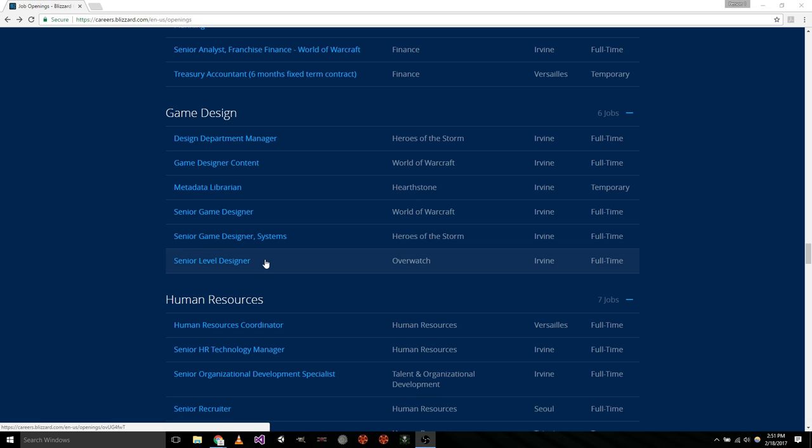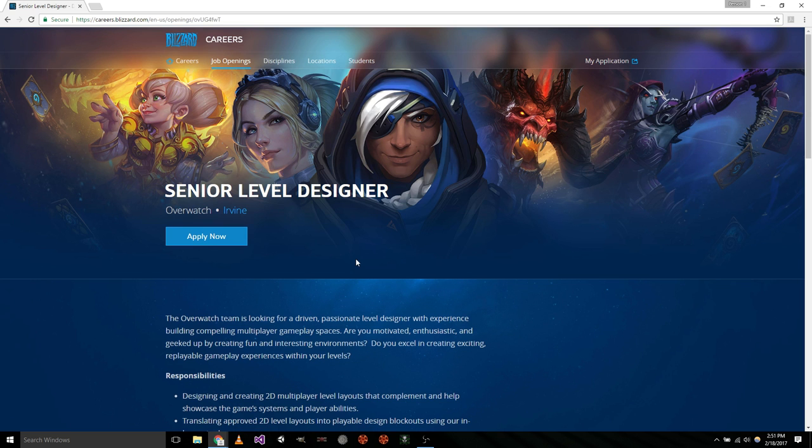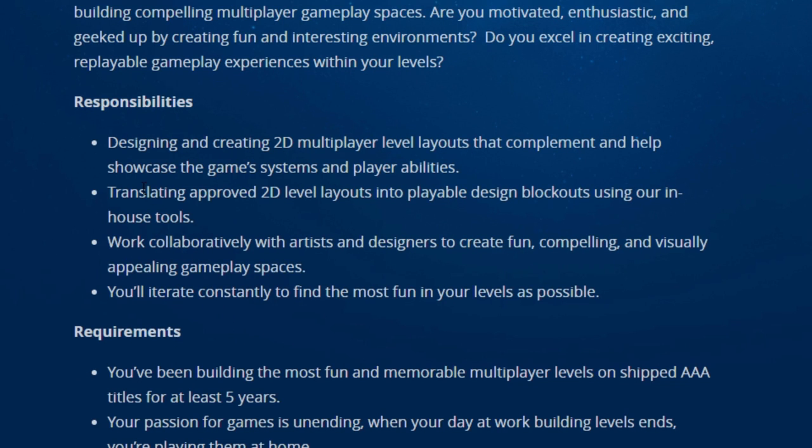This one's for a senior level designer for Overwatch at Blizzard. The responsibilities section is more succinct, which mentions designing and creating 2D multiplayer level layouts that complement and help showcase the game's systems and player abilities. As I mentioned earlier, this is basically a level design document, and I'm kind of surprised the previous two openings didn't mention this.